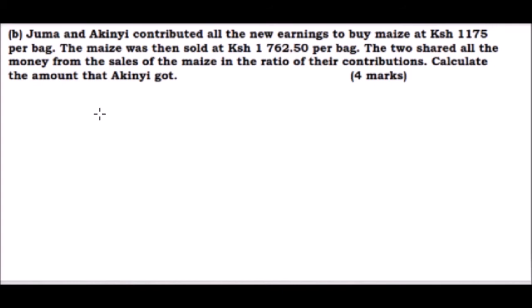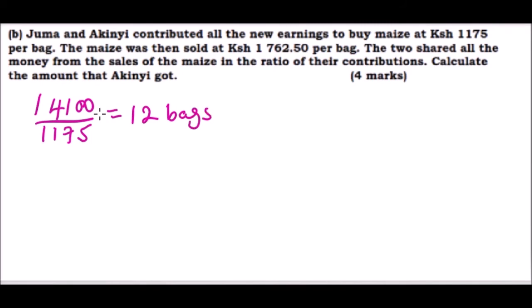Now, the total earnings was 14,100. A bag was costing 1,175. So when you divide that, you can get the number of bags they were able to buy with the money they got. When you divide that, you get that they were able to buy 12 bags of maize.